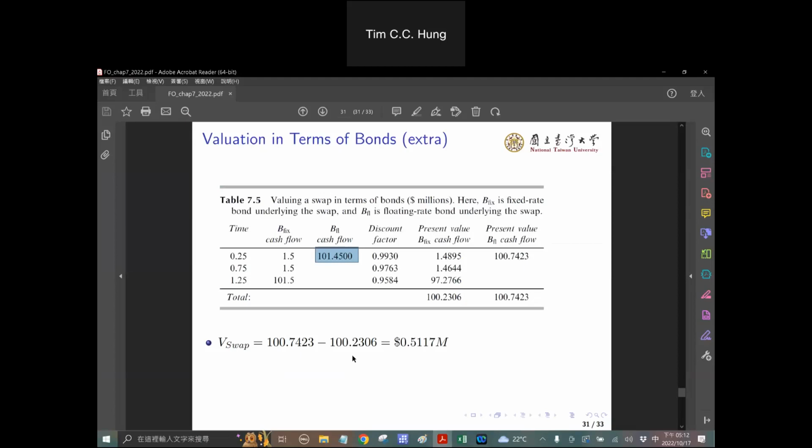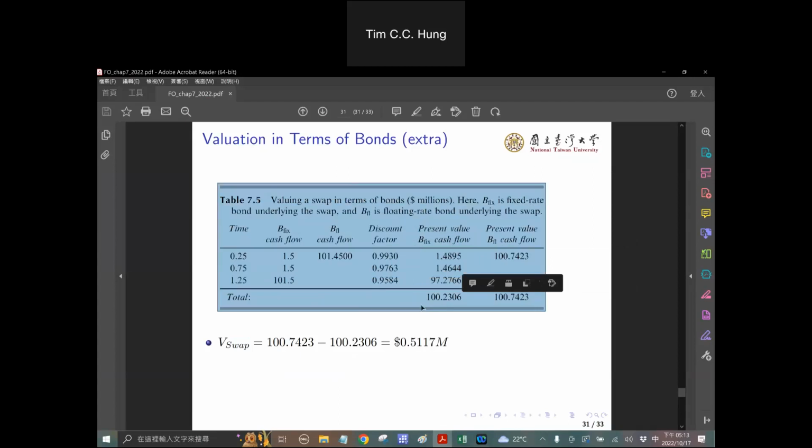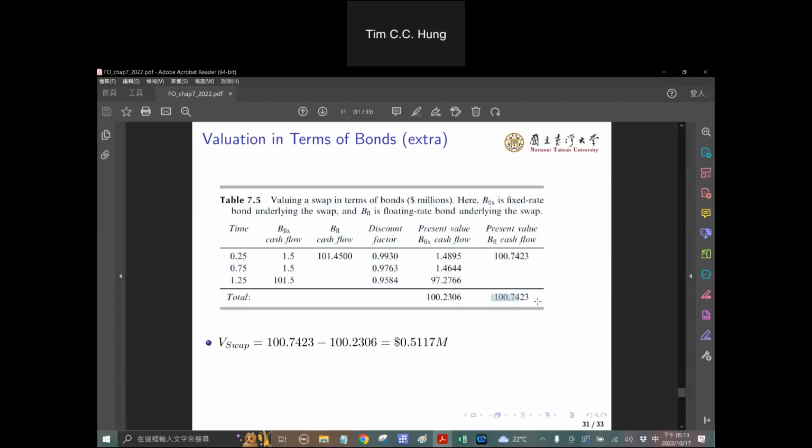Right? Or what do you mean by present value at 3 months? Present value is a value that happens at present. So the floating bond has a value of this much in 3 months. It has a present value of this much at present. We discount this number back to present to get this number. So this is the present value of the floating bond, and the present value of the fixed bond. The difference between the two is the value of the swap.